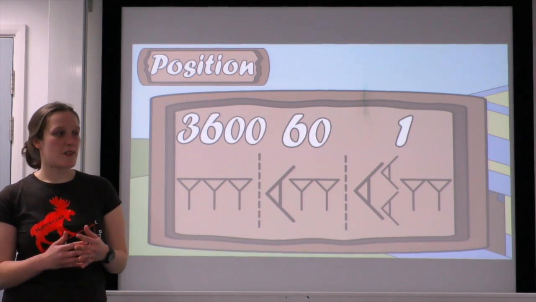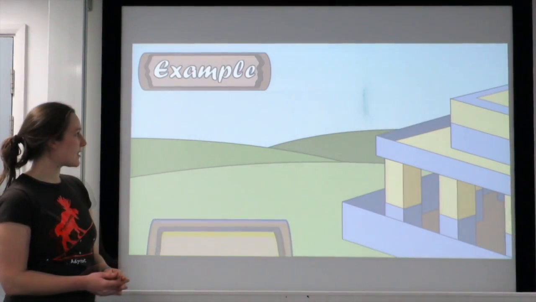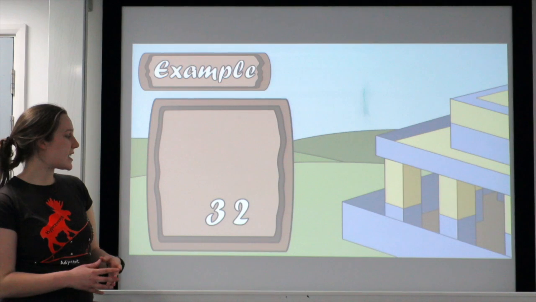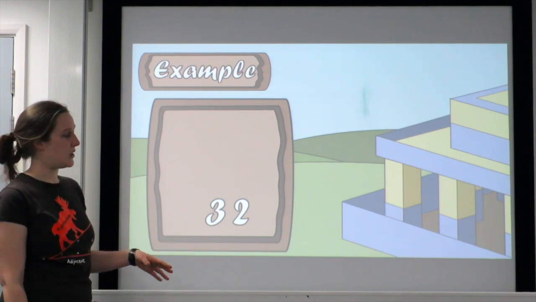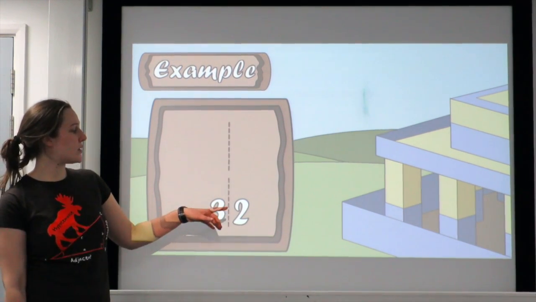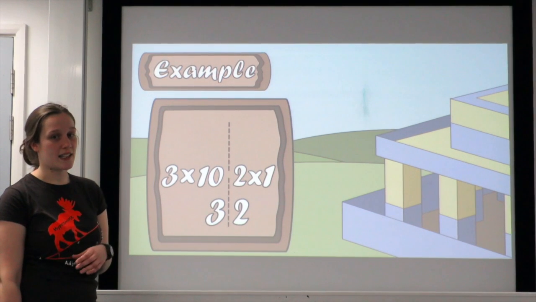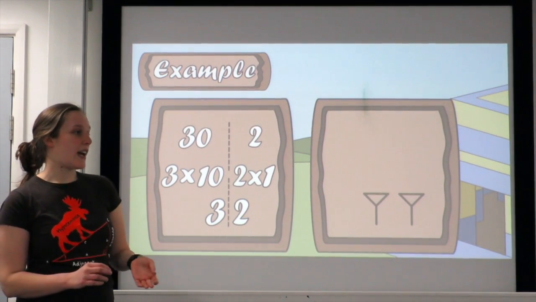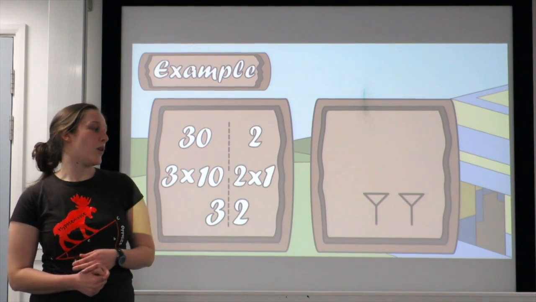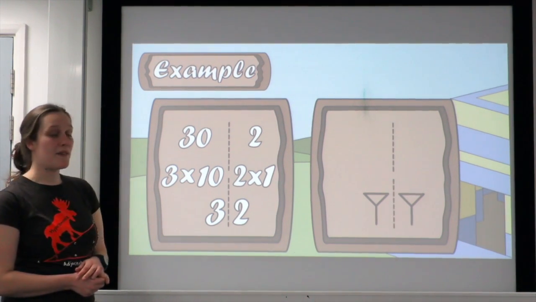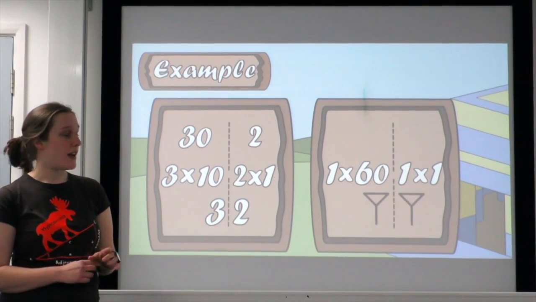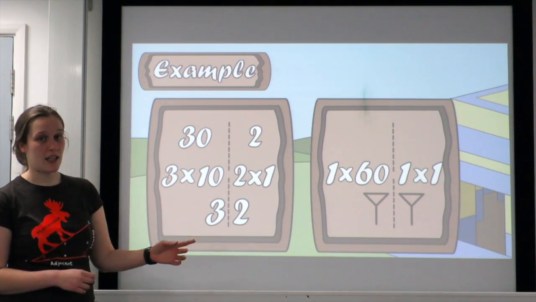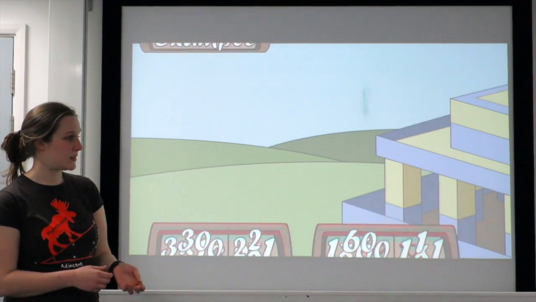So let's have a look at how this is actually used. Okay, so in decimal, we have the number 32, which is actually 2 times 1 and 3 times 10. So let's have a look at the Babylonian number 61. So we have 1 times 1, we also have 1 times 60, to give us 61.